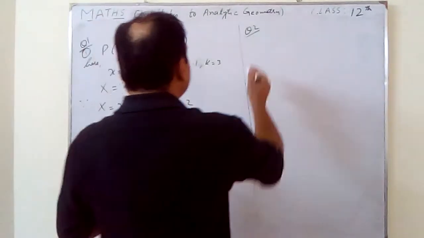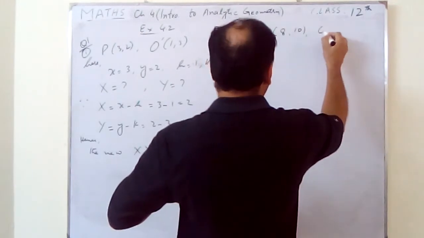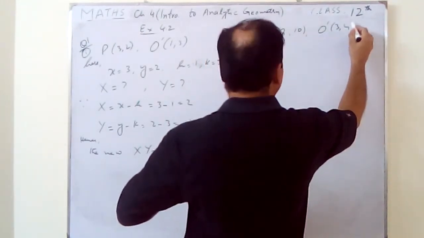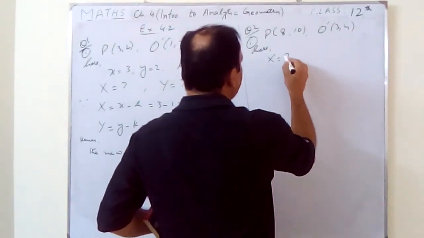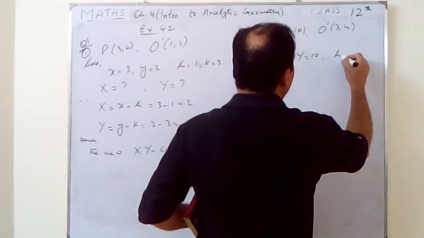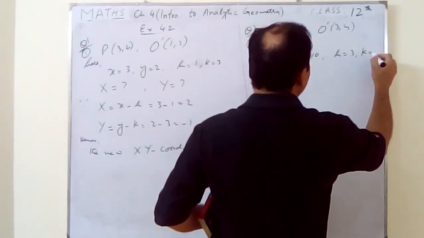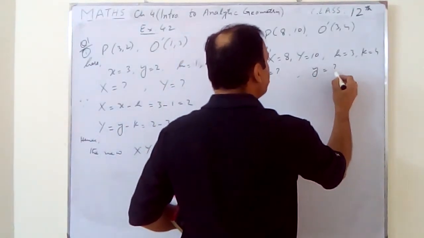So here P is 8, 10 and O prime is 3, 4. So here capital X is given, capital Y is given, and H is 3, K is equal to 4. We have to find small x, small y.